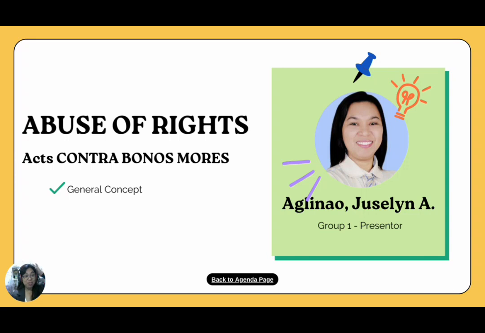I am going to discuss to you torts and damages, and it will be all about abuse of rights or acts contra bonus mores. Sorry for my spelling, hindi ko na mapaltan. Alam mo na mahirap ang hindi take it talaga. Anyway, contra bonus mores. Abuse of rights. In this discussion, we will be dealing or tackling Article 19, 20, and 21 of the new Civil Code.